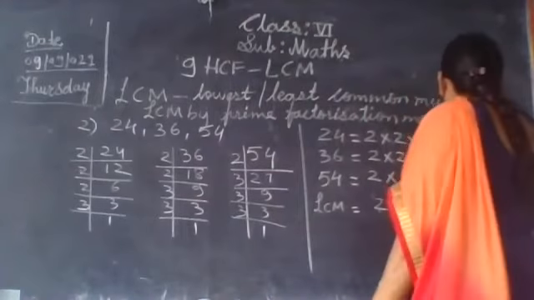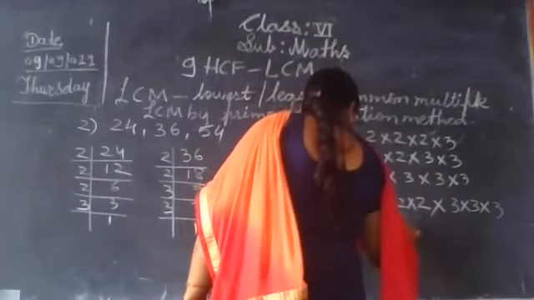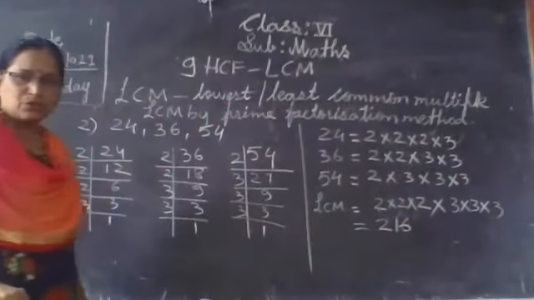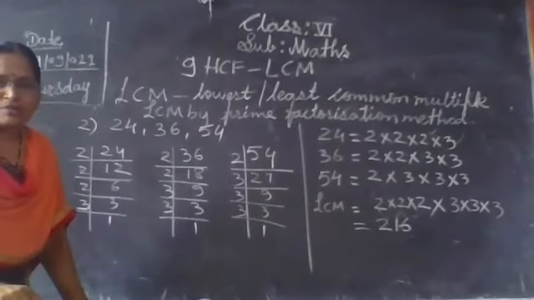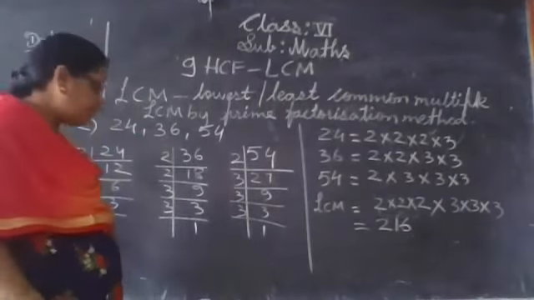2 2s are 4, 4 2s are 8, 8 3s are 24, 24 3s are 72, 72 3s are 216. Okay. So what is the LCM? Got it, beta? Okay, so let us try one more example.